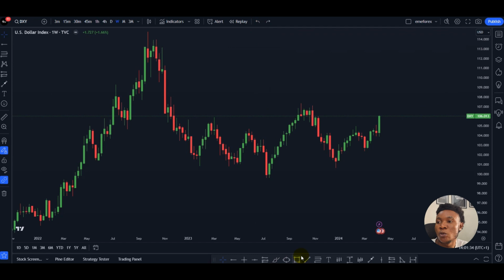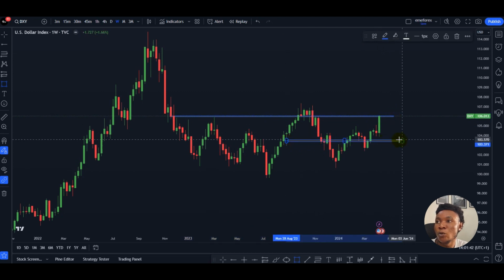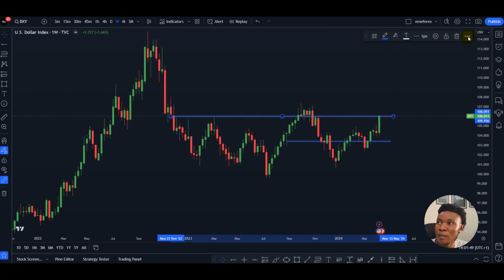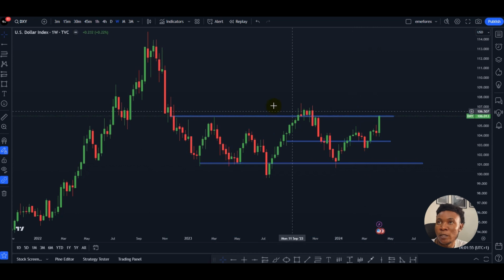So we want to double down and narrow down to the lower time frames. Looking at this, DXY is currently close to a significant market high, which is the 107 level. We're trading around this level. So we want to look at the directional bias for the current week.